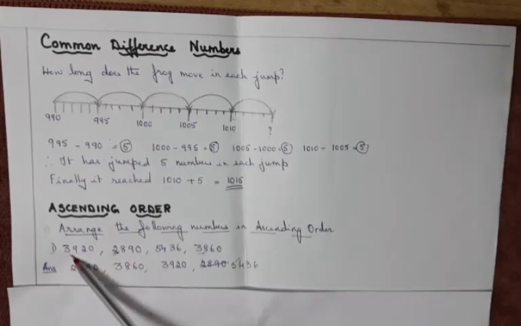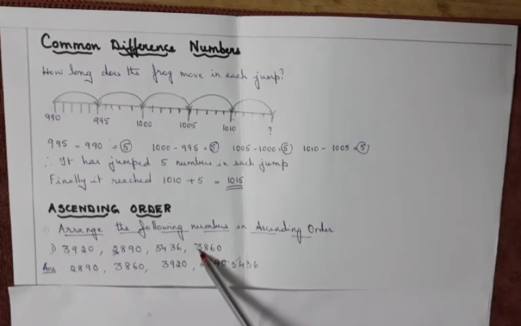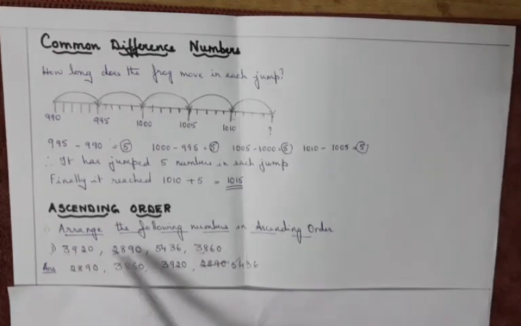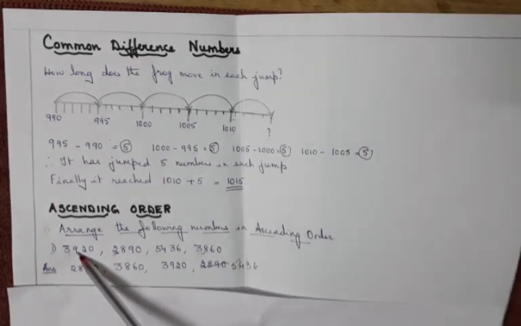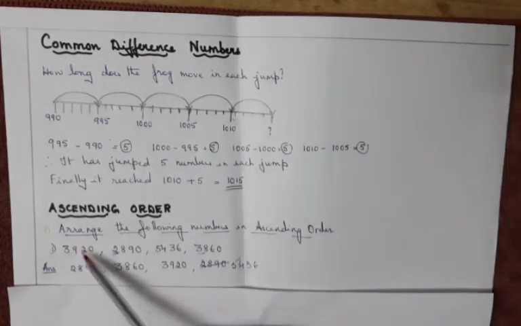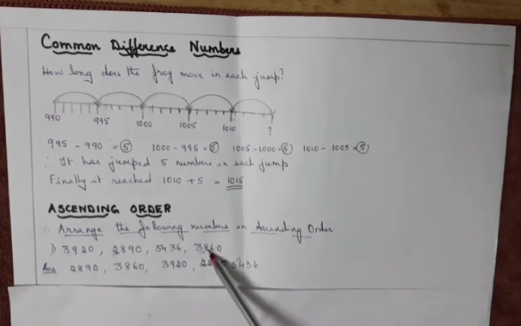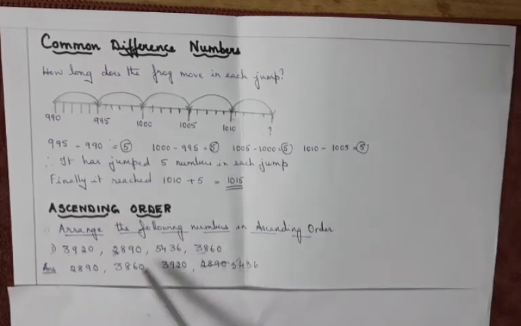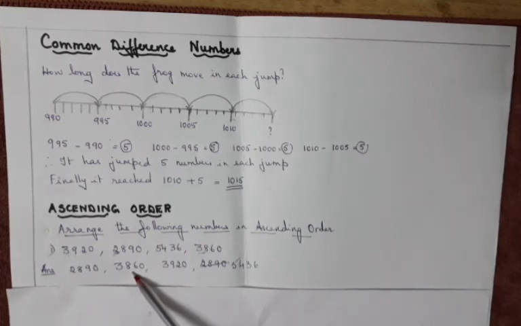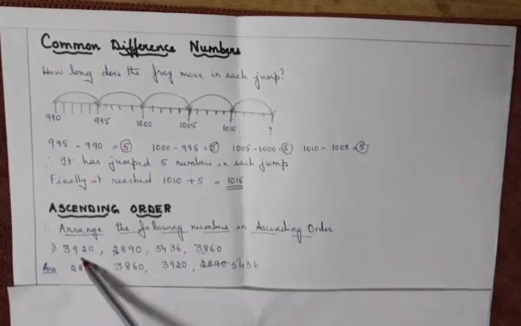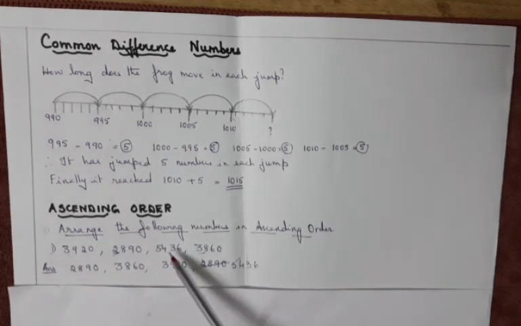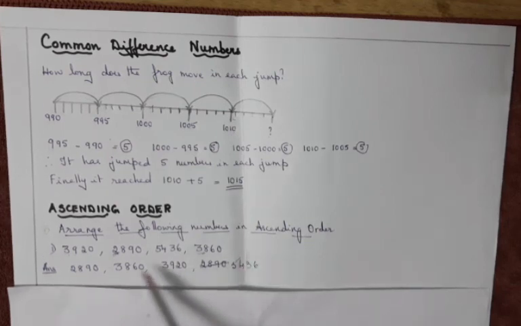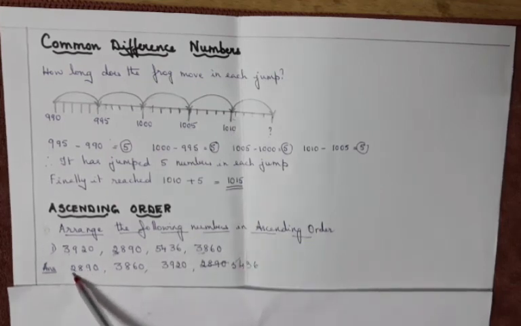Then you see the next number. Here also you have 3 in thousands place. When you have 2 numbers like this, then next you see in hundreds place. Which is the smallest number? 9 is smaller or 8 is smaller? 8 is smaller, isn't it? So this number 3860 comes first. Then comes 3920. Last comes 5436. Because ascending order is always from small to big.